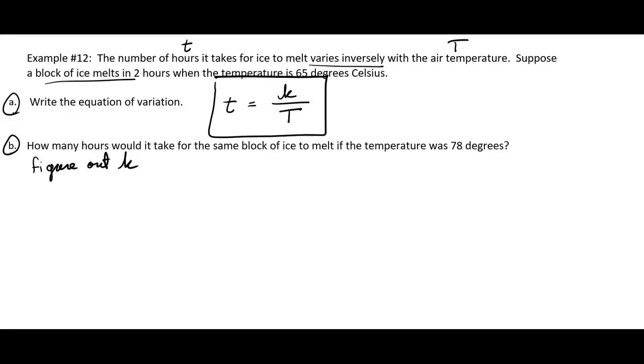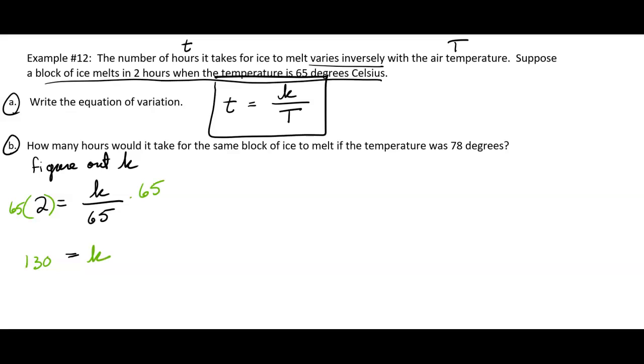That is based on this right here. Maybe they do want us to put K in for the part A. Well, we're going to figure it out right now. So it takes 2 hours when the temperature is 65. Okay? So then to solve that, you would multiply both sides by 65. And so you get 130 equals K.